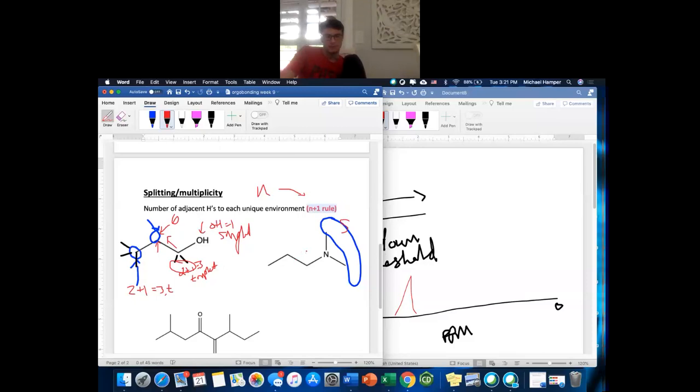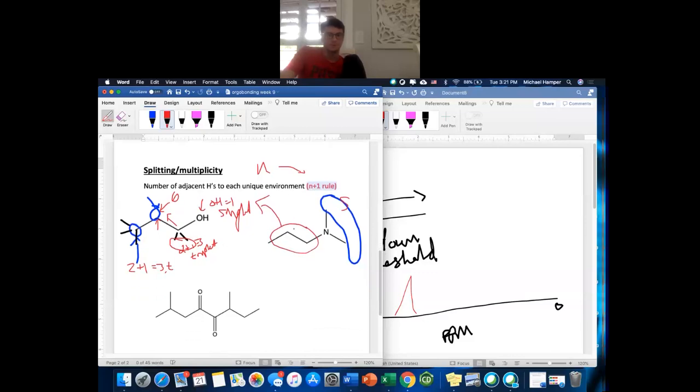And these here are really just the same as this example. So just like this one, environmentally, these are the same, and they have one neighboring hydrogen here. So it is going to be a doublet. 1 plus 1 is 2. Up here as a doublet.